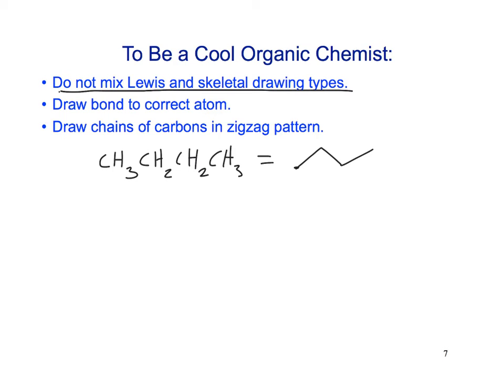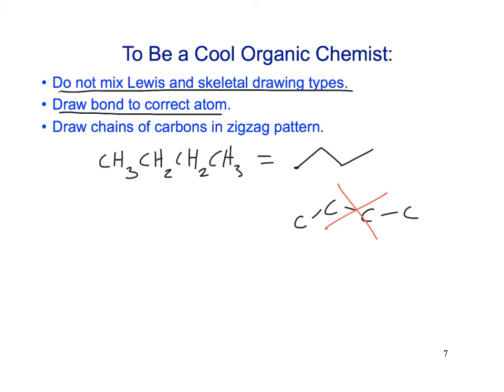But what we don't do is we don't do what we were doing as a step in between. We don't draw this like this with no hydrogens attached. All right, so if we're going to draw the carbons out as C's, we need to add the hydrogens. All right? The second thing up here is that we should try to draw the bond to the correct atom.